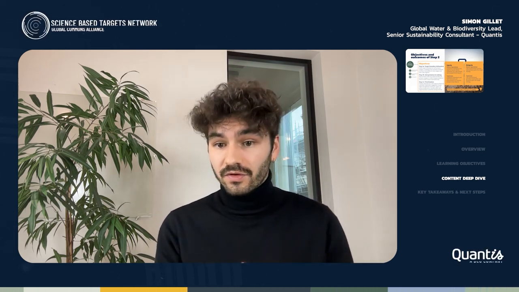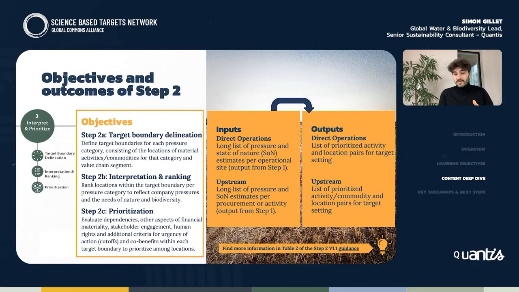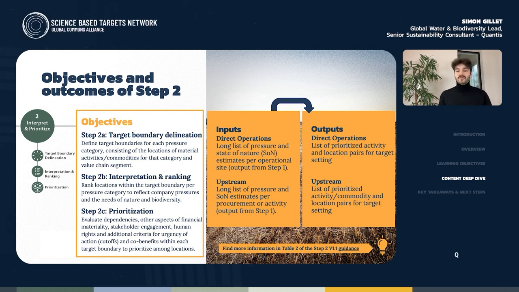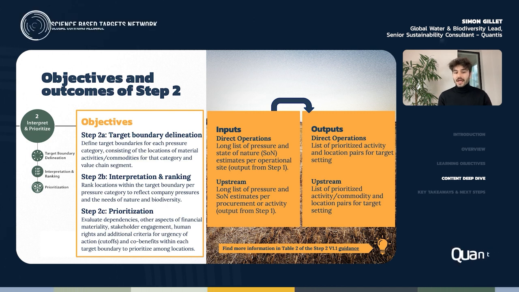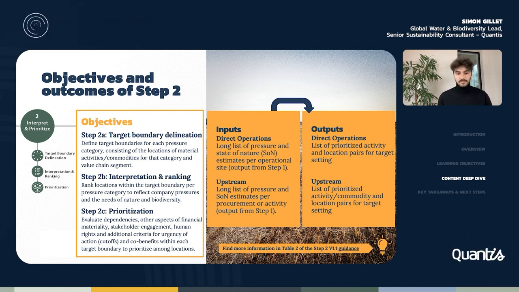The specific inputs and outputs required across the different value chain segments in scope of the 1.1 methods are outlined on the right hand of the slide for your reference. So by the end of step 2, you will have clearly defined where to set science-based targets and prioritize locations based on the environmental impact.